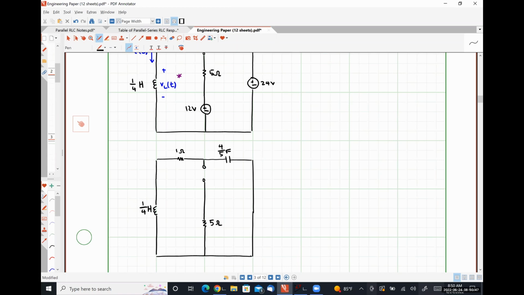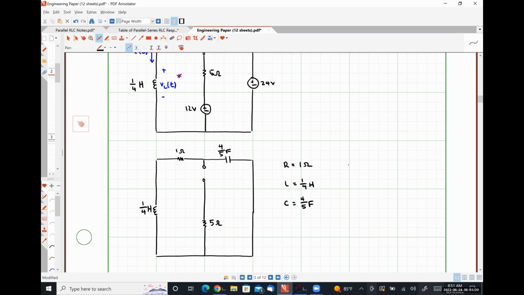So we see a series combination of a 1 ohm resistor in series with a 1/4 Henry inductor in series with a 4/5 farad capacitor. The 5 ohm resistor will not contribute to the transient response of the circuit because it is not part of a closed current carrying loop.